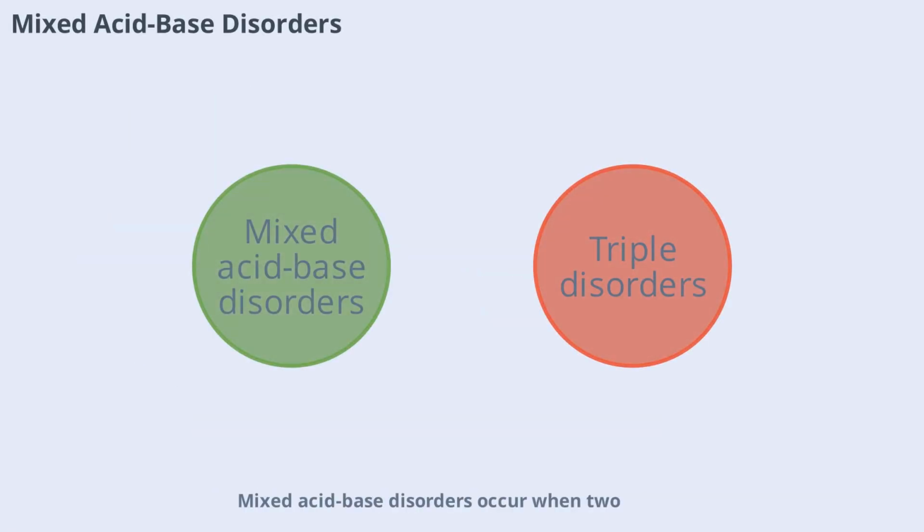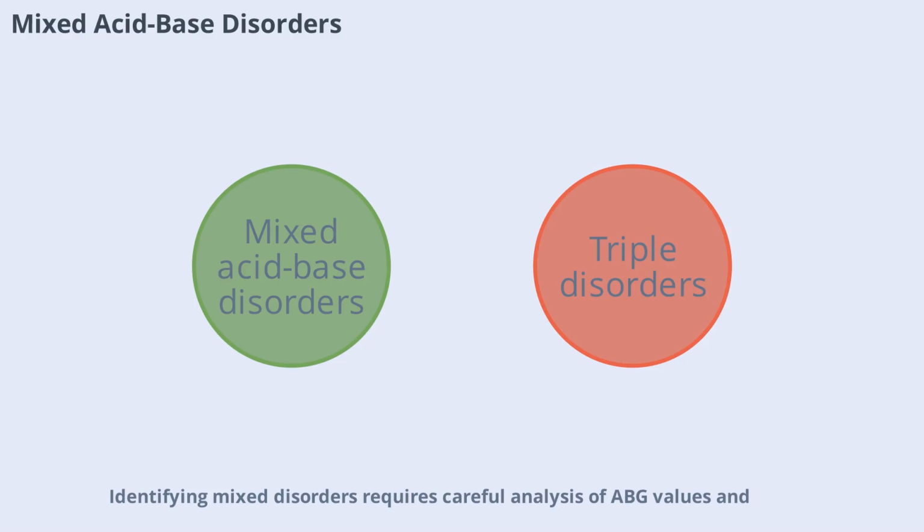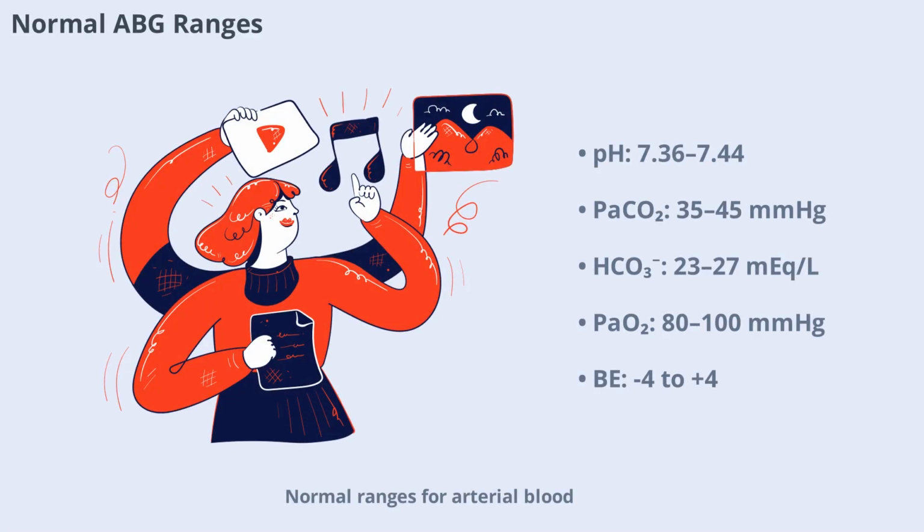Mixed acid-base disorders occur when two or more primary disorders are present simultaneously. These can include combinations of respiratory and metabolic acidosis or alkalosis, as well as triple disorders involving both metabolic and respiratory components. Identifying mixed disorders requires careful analysis of ABG values and recognition of patterns that do not fit single primary disorders. Normal ranges for arterial blood gas values are essential for interpretation.